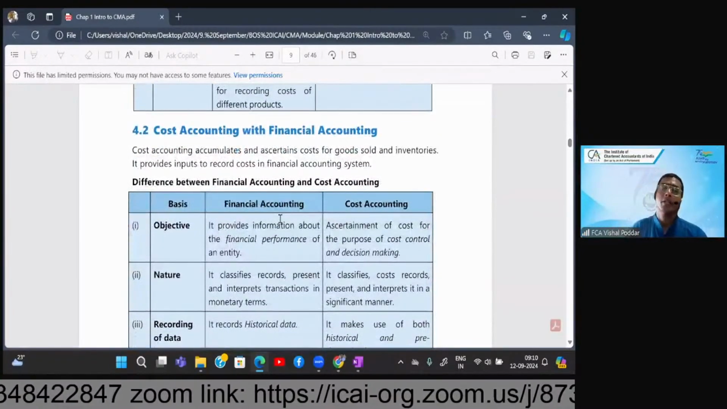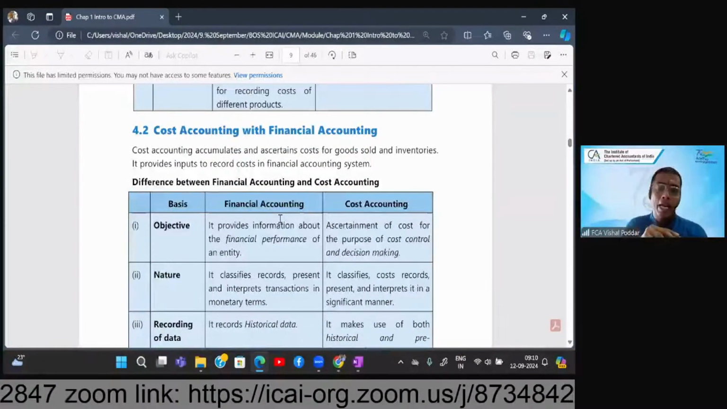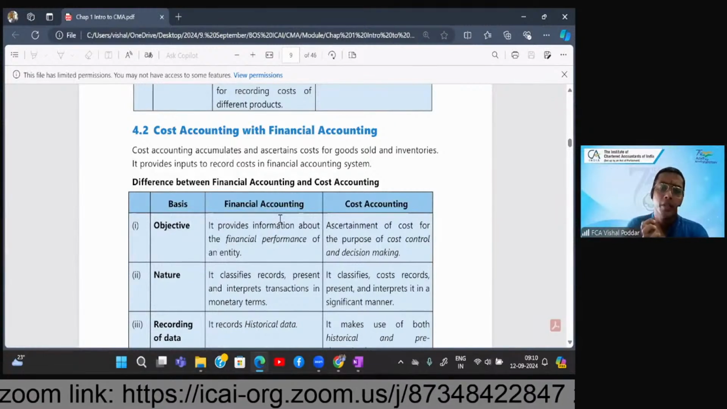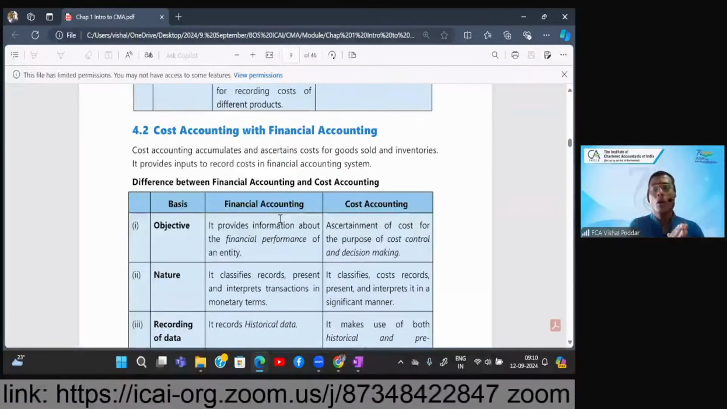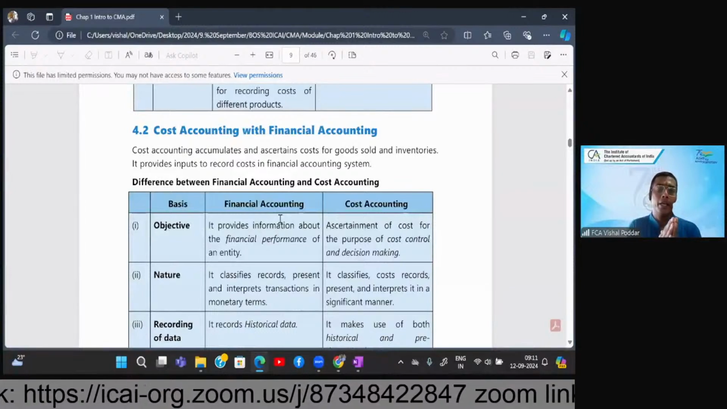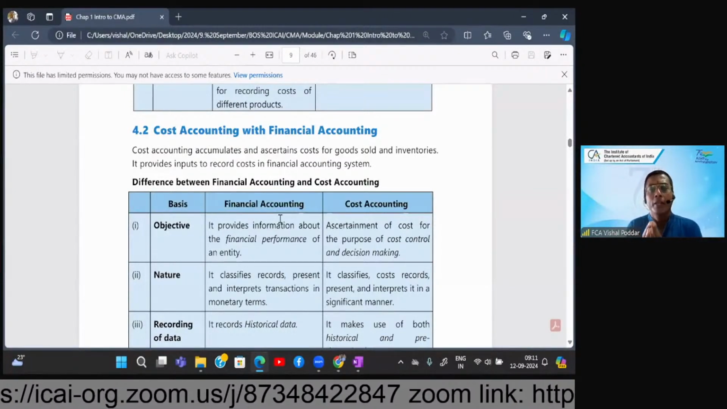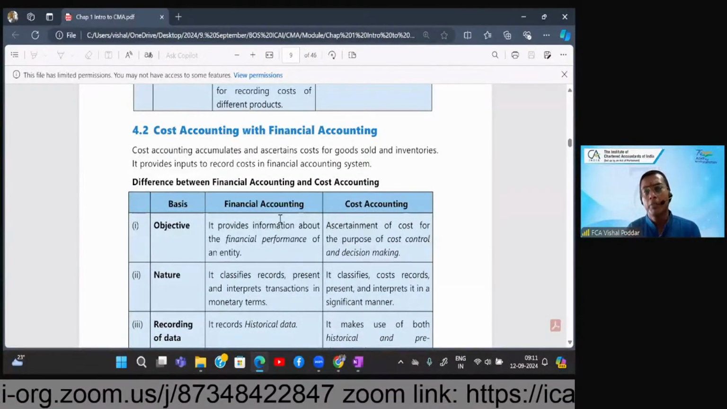Now, somebody has asked me, sir, what is the difference between financial accounting and cost accounting? So first, most important difference is that cost accounting is only going to record your cost related data. Financial accounting will be recording your finance related data. Now we'll say, sir, what is the difference between cost data and finance data? Simple example.